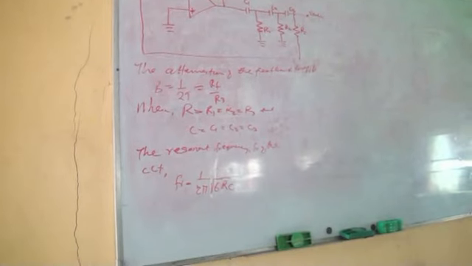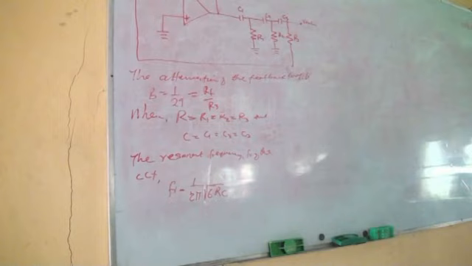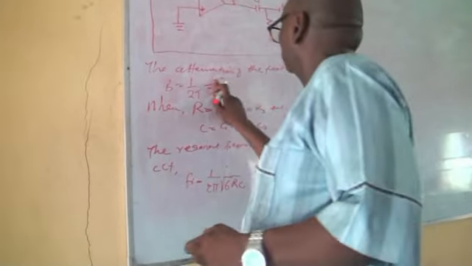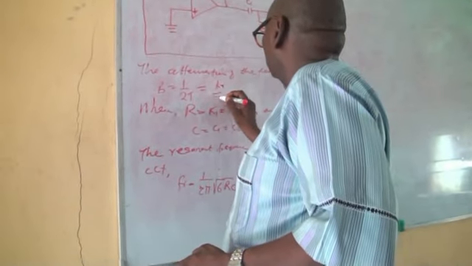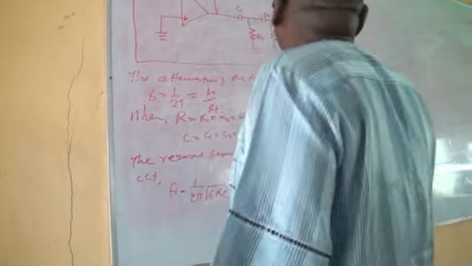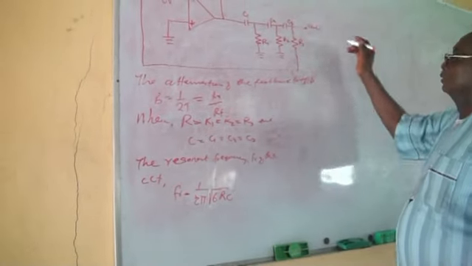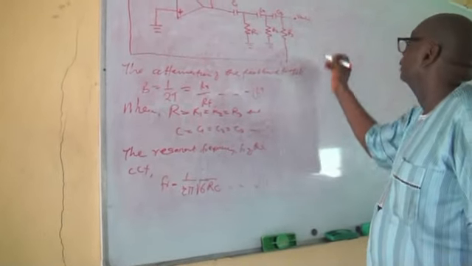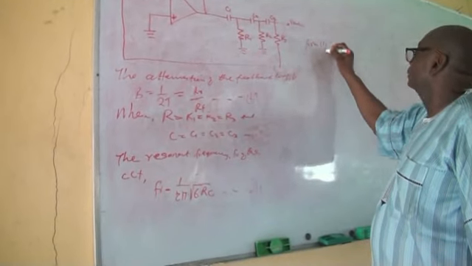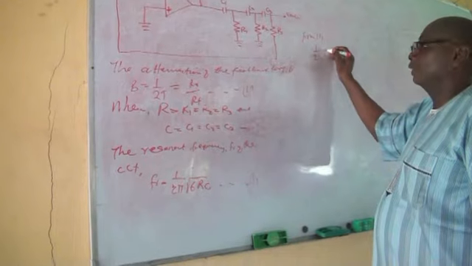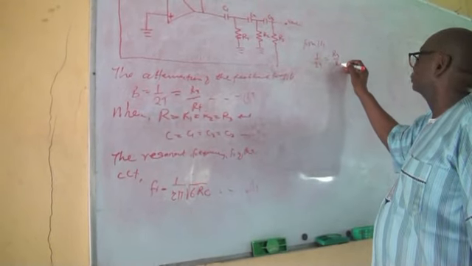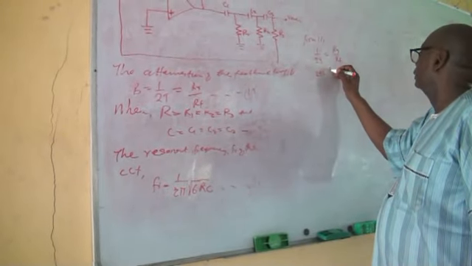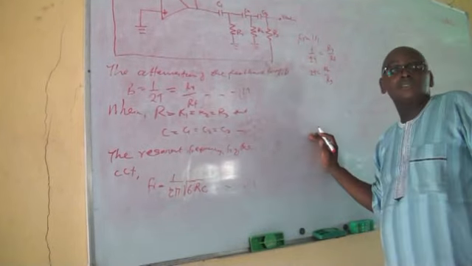So what are we going to do? Ideally, if we are to get this working, this should be R3 over RF. So 1 over 29 equals R3 over RF. So 29 would be RF by R3. Agreed?